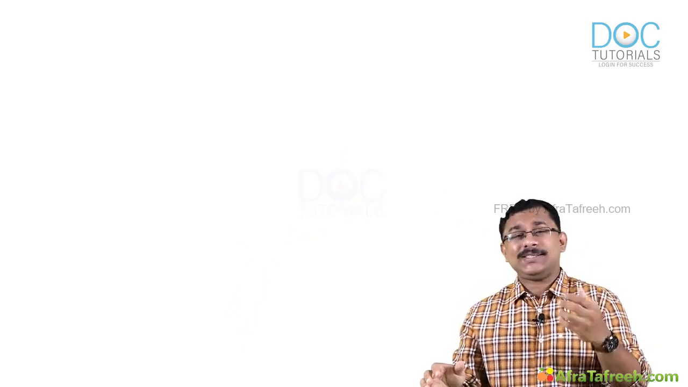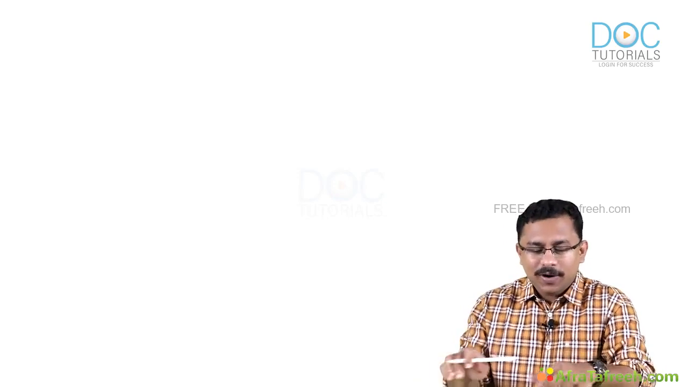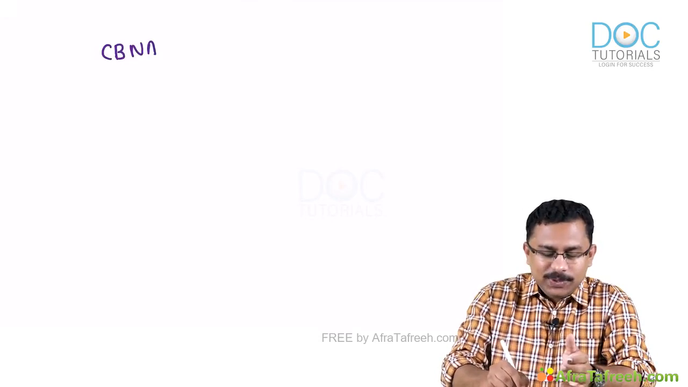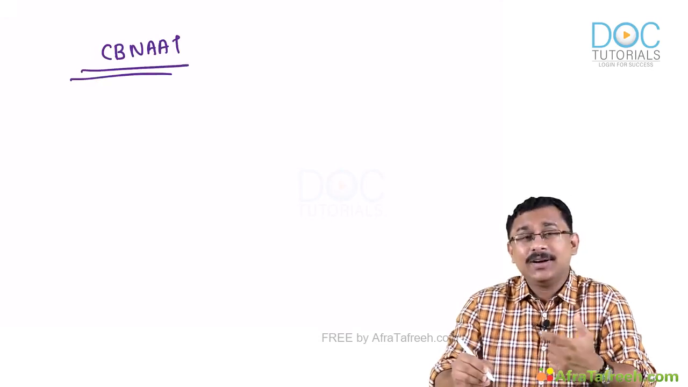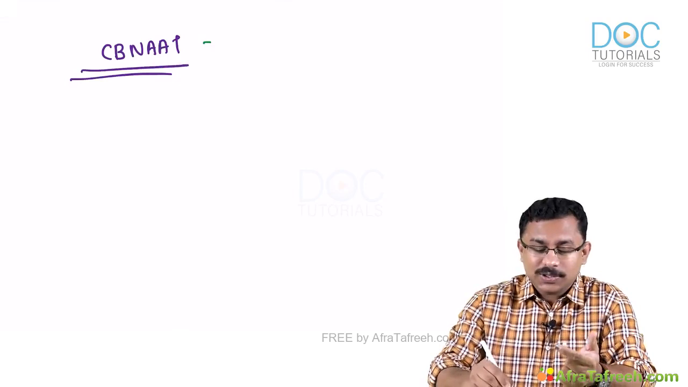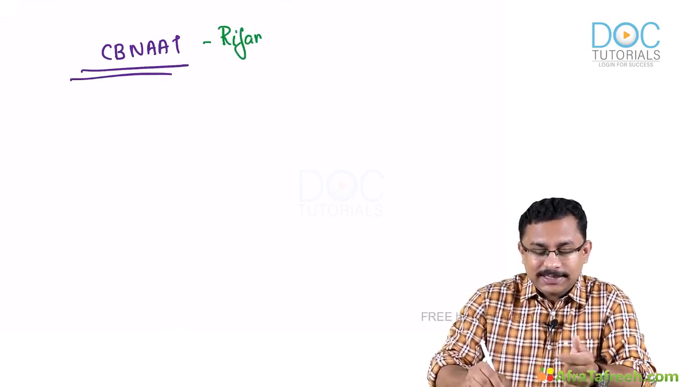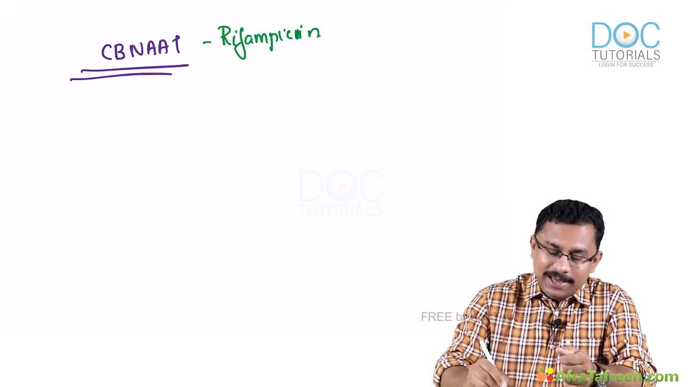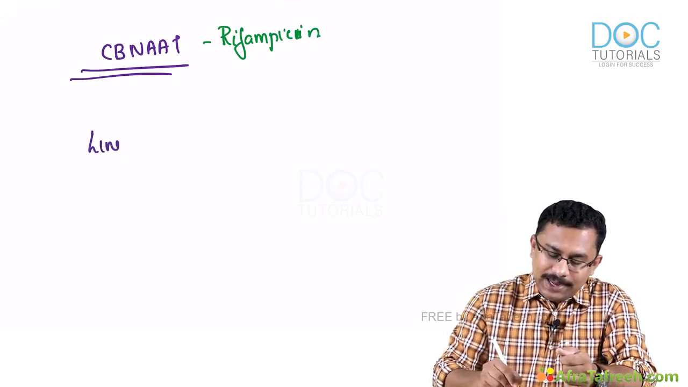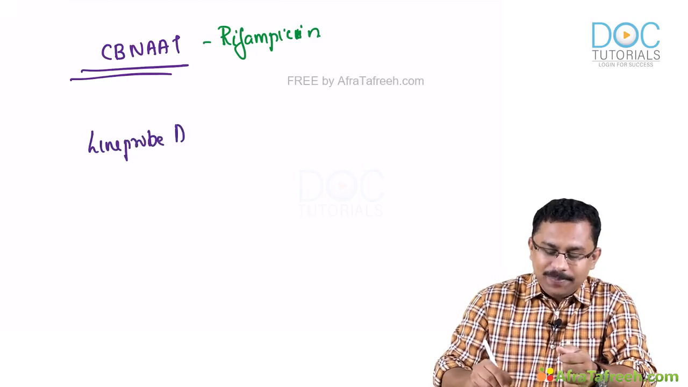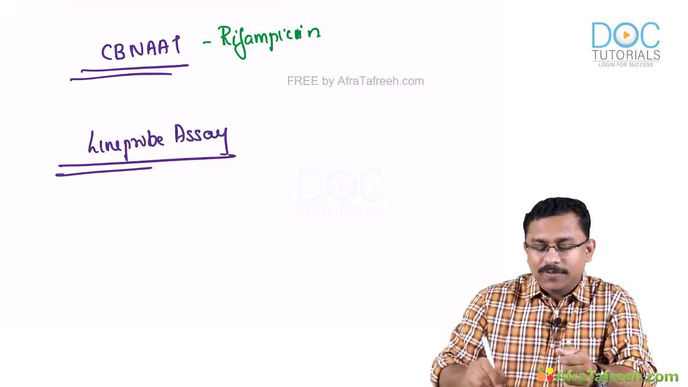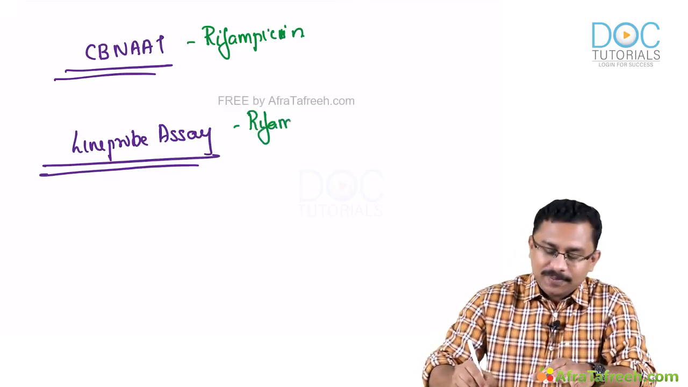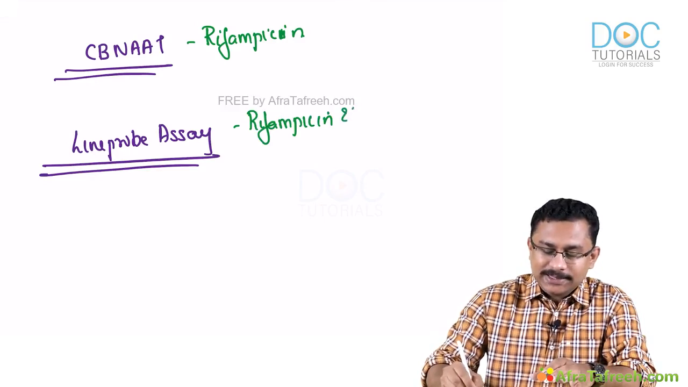So that will help us to ascertain drug resistance. So you have already learned so far that you have the CBNAT test, which will not just detect the Mycobacterium tuberculosis, it will also say if there is any rifampicin resistance. And similarly, you have the line probe assay, LPA. Now remember, in the previous module I told you that this line probe assay will detect resistance to rifampicin as well as INH.